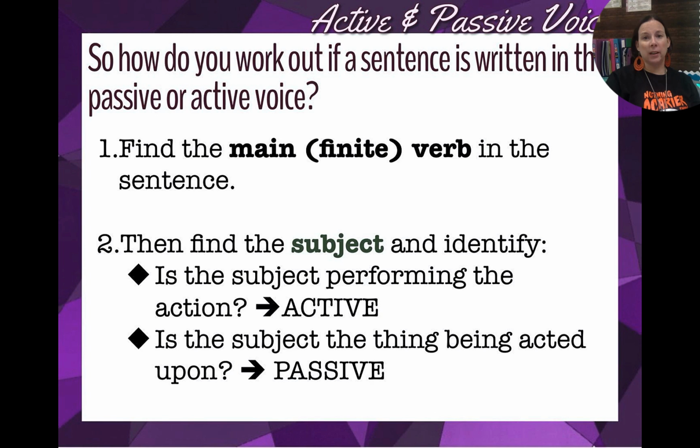So, how do you tell if a sentence is written in the passive or active voice? Find the verb in the sentence, then find the subject and identify: is the subject performing the action, or is the subject the thing being acted upon? That is how you figure it out, you guys.